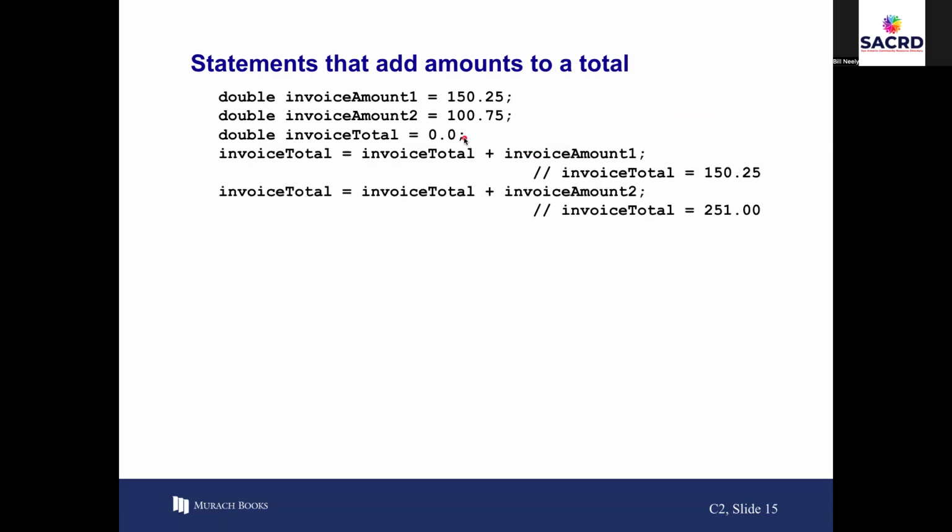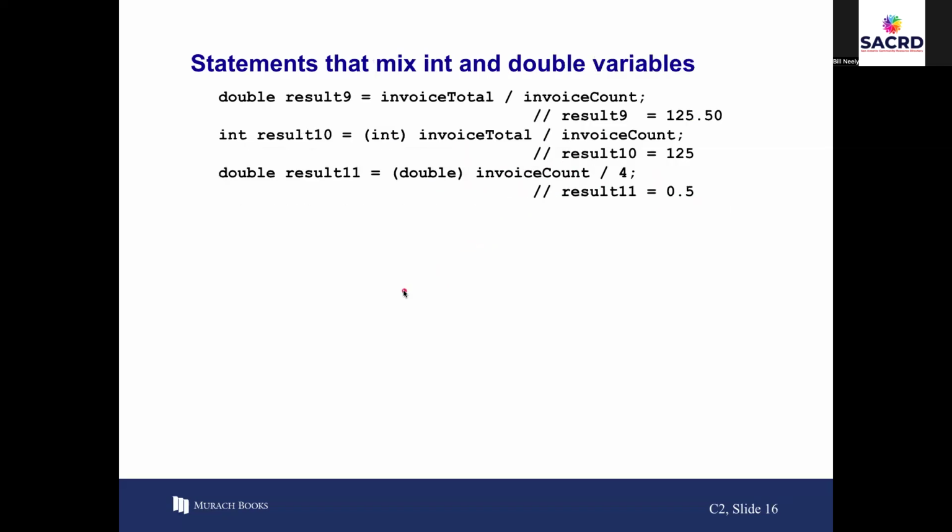So invoice total here, we could see, is the invoice total plus the invoice amount one. So we have these values. Invoice total is 251 here, perhaps. But when we convert this, we're going to just chop off any decimals because we're using this casting to an int. Same thing when you cast here to a double. This is a widening cast. So in this case, we're just going to add decimal precision to invoice count, which then will help us yield a result from our arithmetic function that has decimal precision.